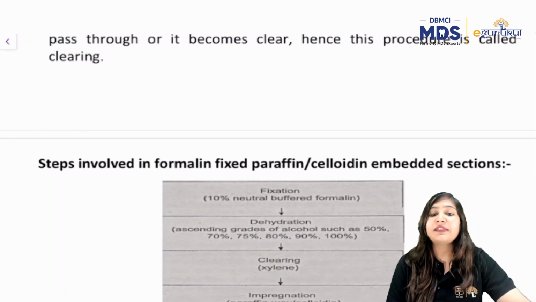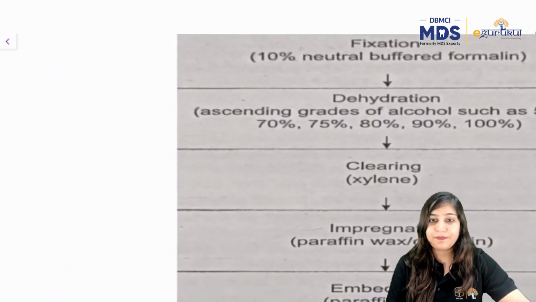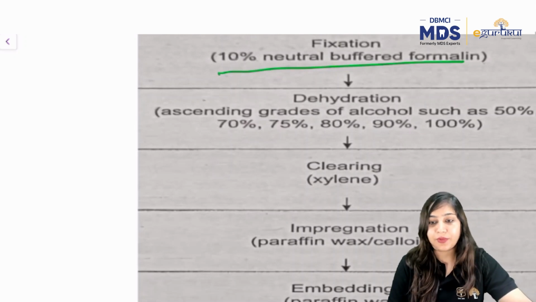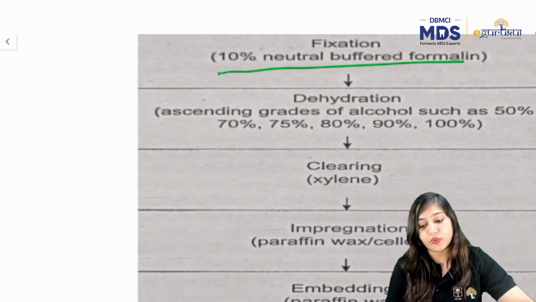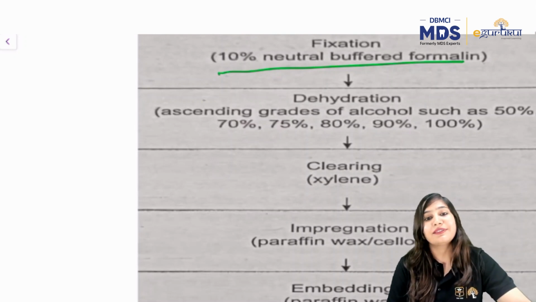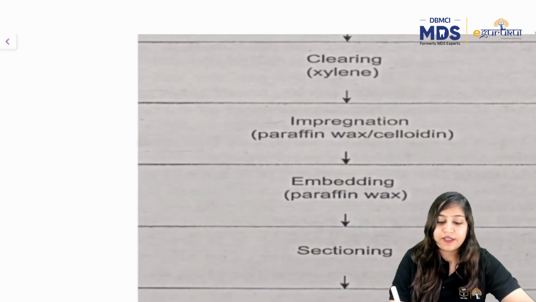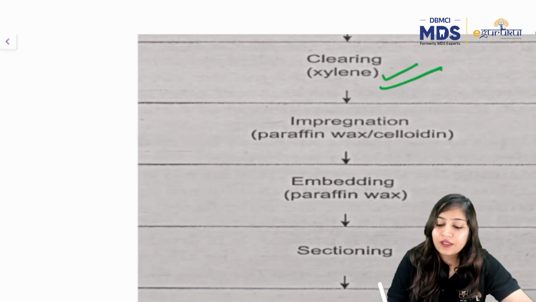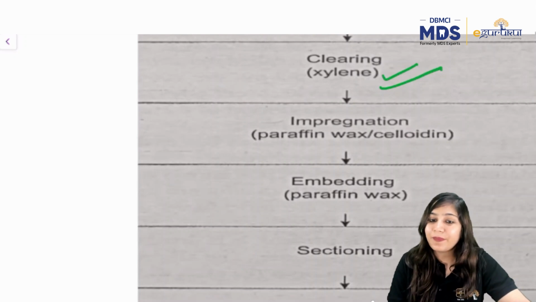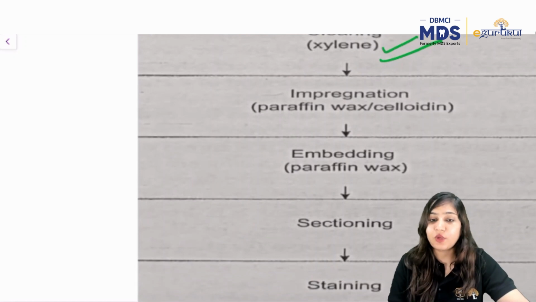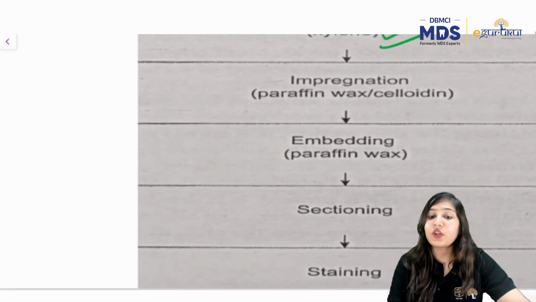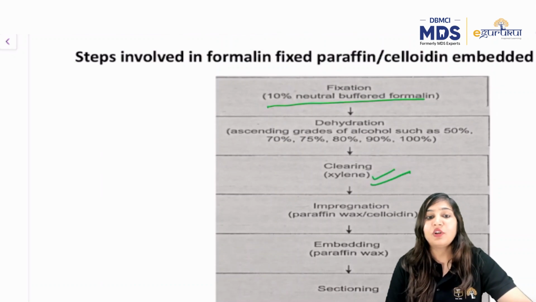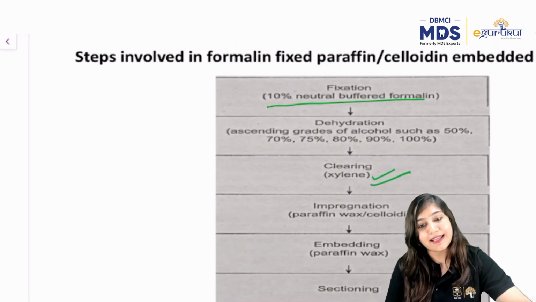What are the steps involved in this processing? First is fixation. 10% neutral buffered formalin is used. Next is dehydration. Ascending grades of alcohol are used. Next is clearing. Xylene is used for clearing. Next, impregnation in paraffin wax. Next comes embedding. For embedding, Leuckart's blocks are used. L-shaped blocks. They are known as Leuckart's blocks. Then we will do sectioning with microtome. And then staining. These are the basic steps for processing of formalin fixed paraffin embedded sections.